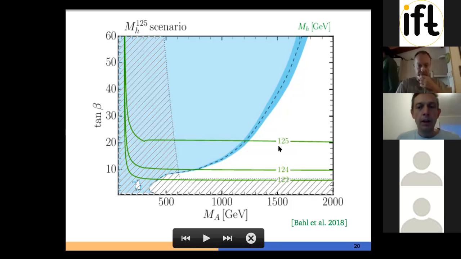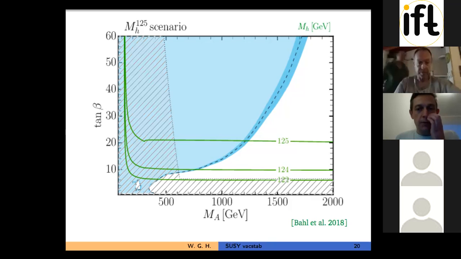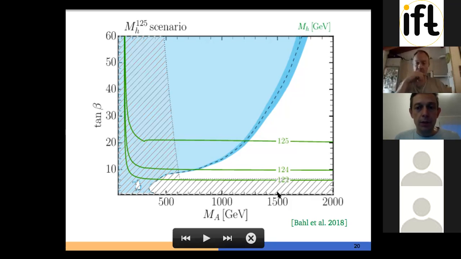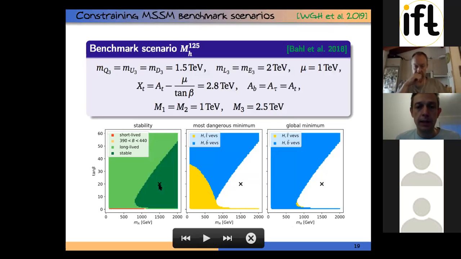This makes sense. Now for our analysis, we chose a point that is, of course, not excluded, in the sense that we are somehow on this edge close to the 125. So we say MA 1500 and tangent beta say 20. This is that black cross that appears now in the same plane. And now we simply characterize the vacua. So we do our numerical minimization.